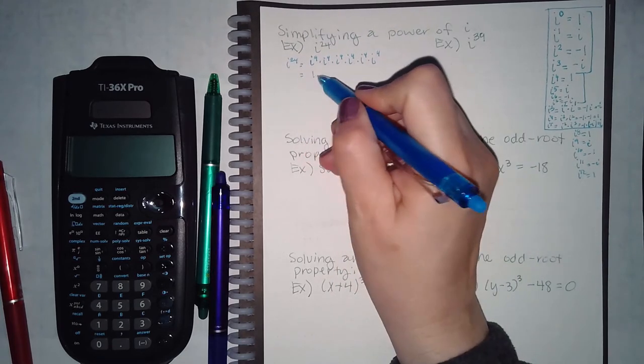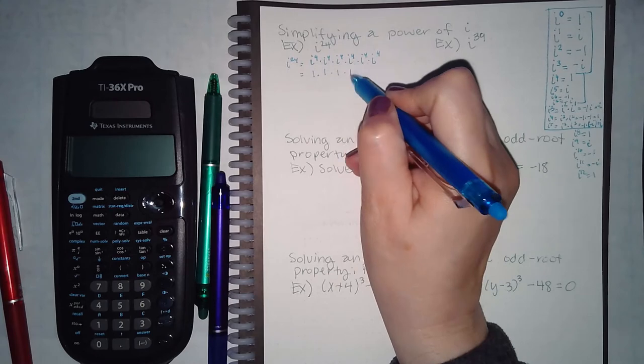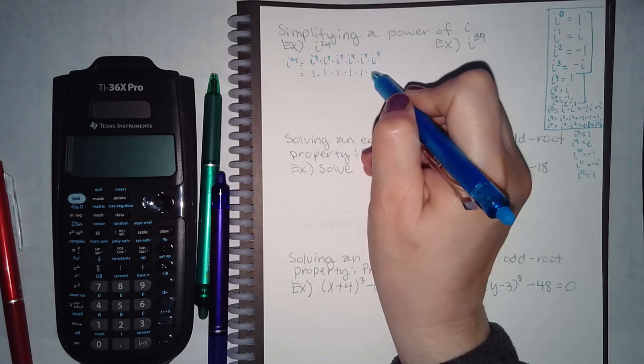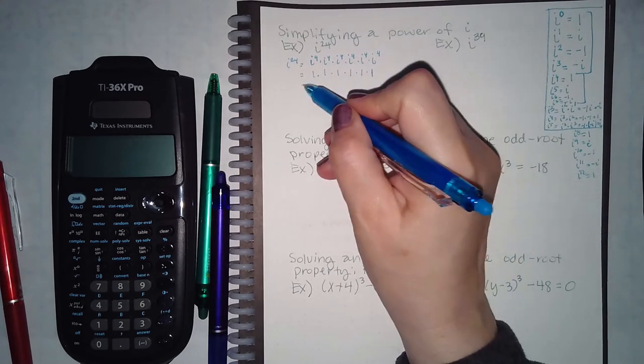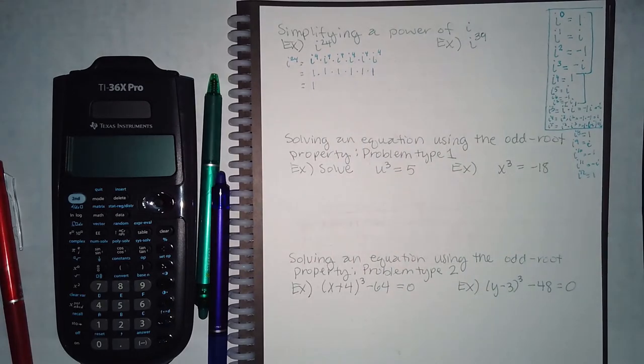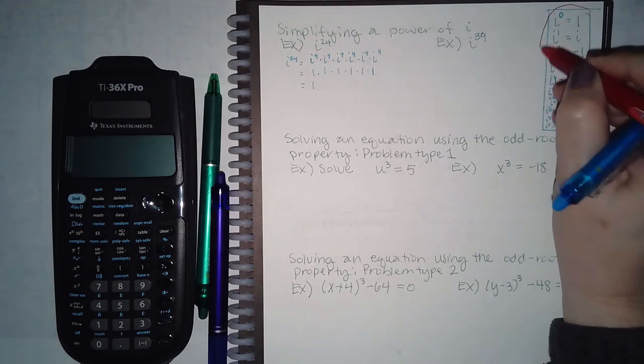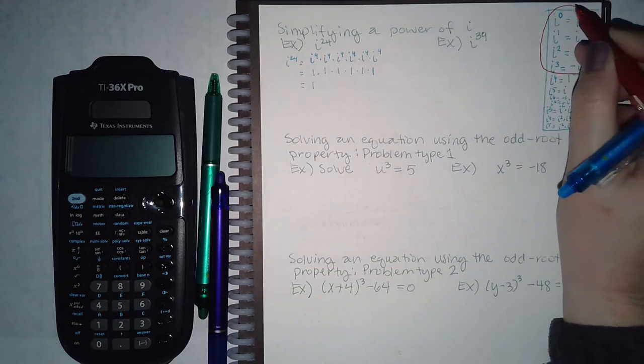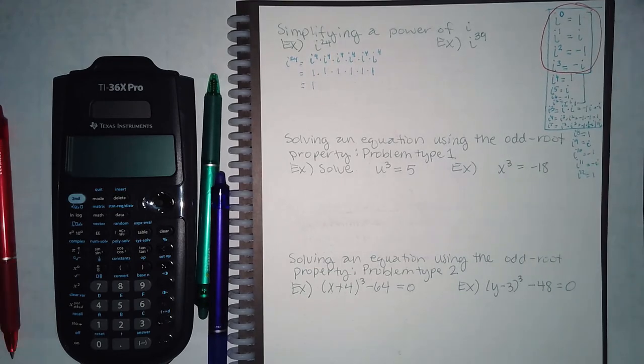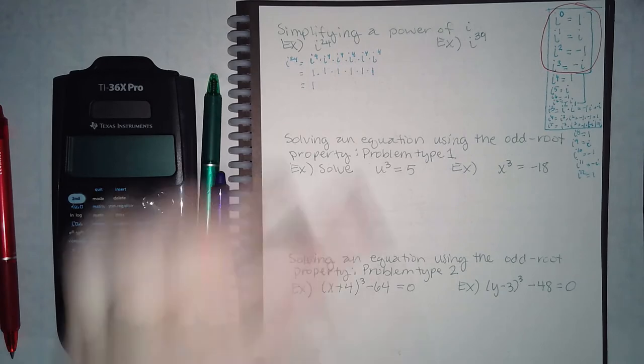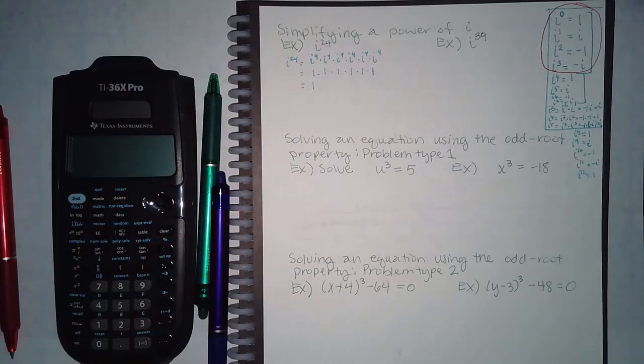Well, I know that this is 1, and that is 1, and that is 1, and that is 1, and that is 1, and that is 1. And 1 a whole bunch of times still equals 1. But this can be tedious. So what we're going to do is use these first four to figure out these problems. I'm going to do the same example, but with a different method.